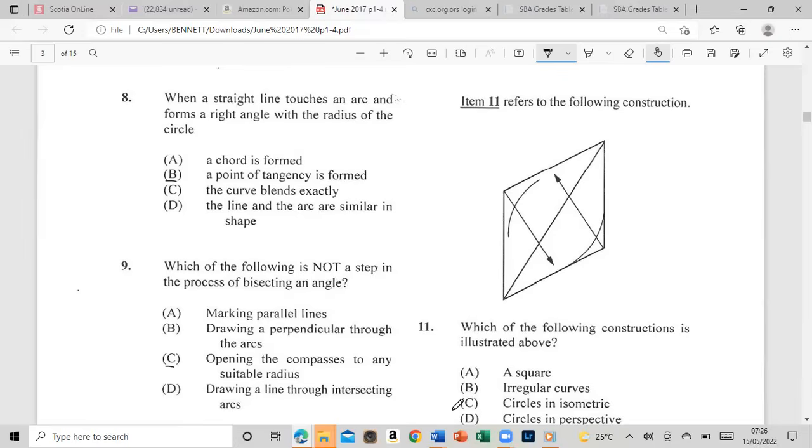And that is C, circles in isometric. All right, going on fine so far, guys.